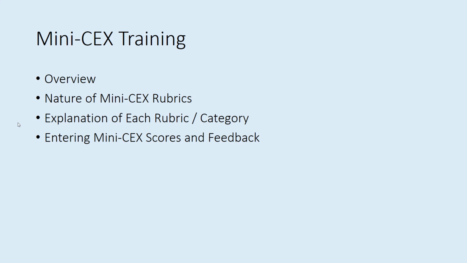Other training that you may see too: obviously background and overview, the nature of the Mini-CEX rubrics, things to remember with that, explanation of each rubric and category, including professionalism and ethics, which I forgot to put on that list, and then also entering the Mini-CEX scores into Office 365.